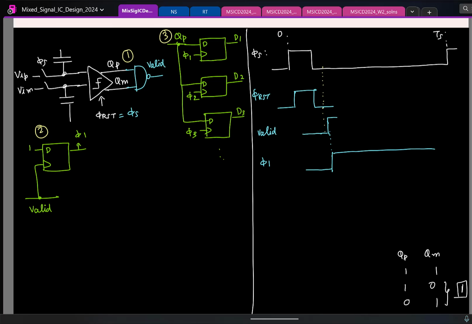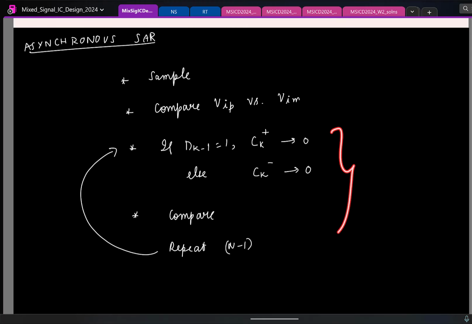Okay, cool. So now we have finished everything with respect to the first comparison. We sampled the input, did the comparison, figured out when the comparison is over, generated an appropriate clock and stored it. So everything related to the first comparison is over. Now we can move on to the next step.